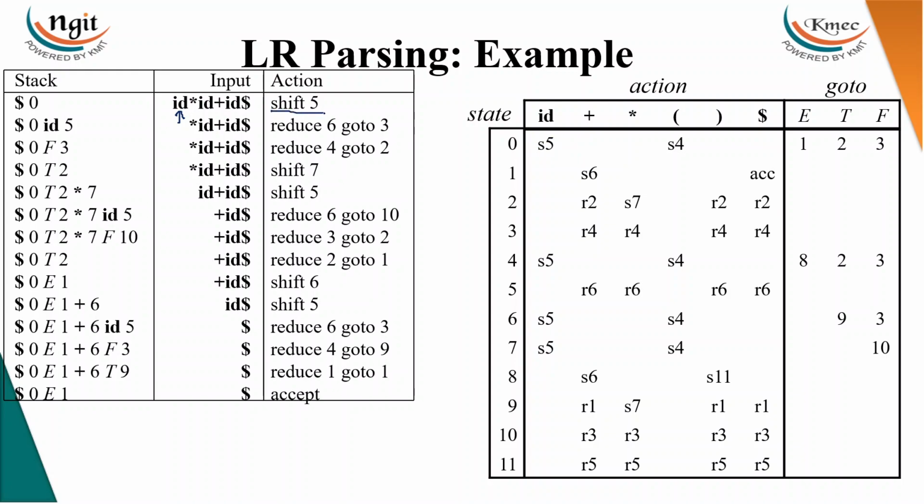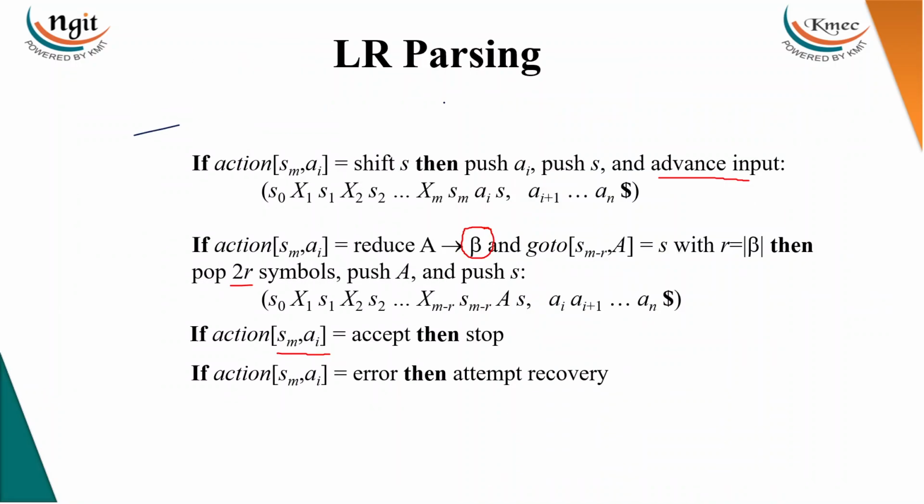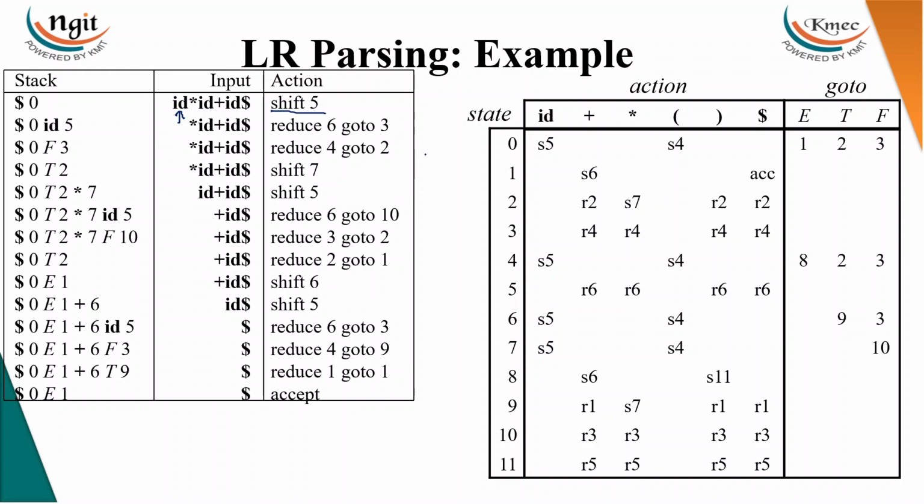So shift to 5. First we shift the input symbol, then push 5, then go to the next symbol. That's what we have discussed: push the input symbol, then push the state value, and advance the input. Now what is the top of the stack? 5, and the input symbol is star. What is the entry for 5, star? It is R6, reduce.